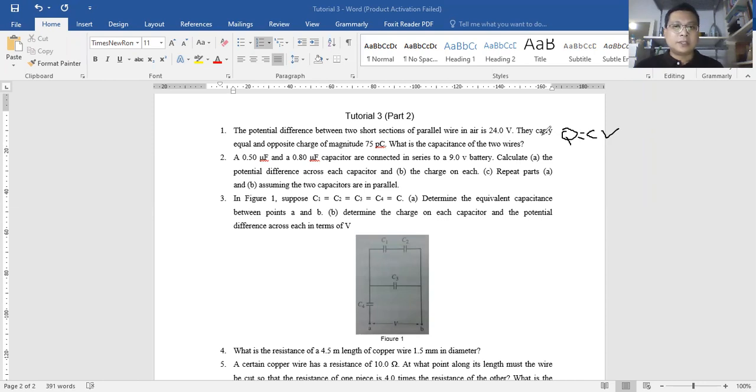Now we check the question. The question is asking about the capacitance. So capacitance is referred to as C. So C equal to, we can modify the formula, Q over V. Okay, just simple. We just input the values inside the formula. Now we can answer the C. Okay, very easy.